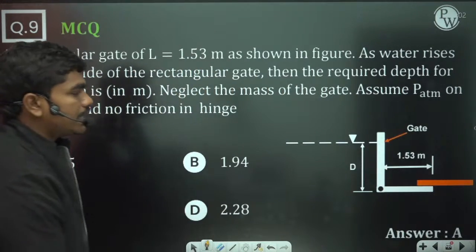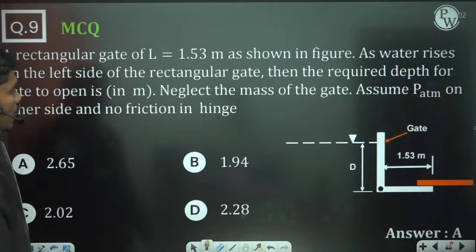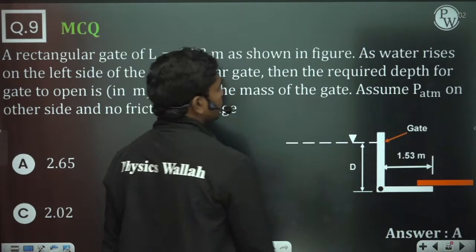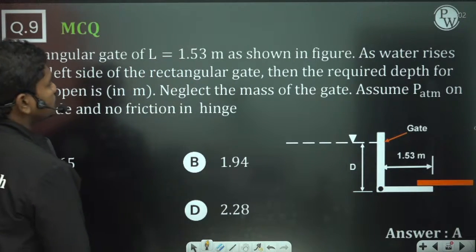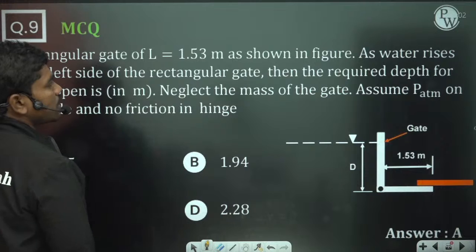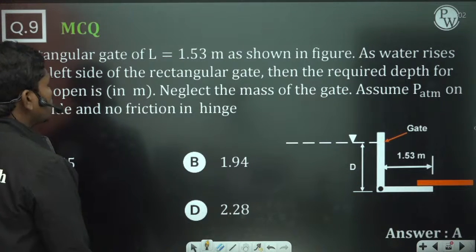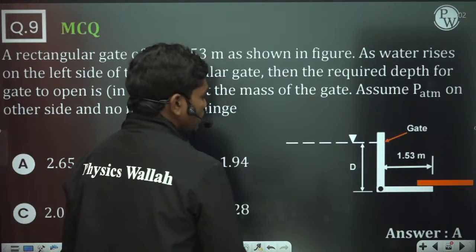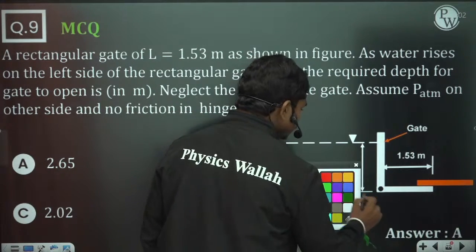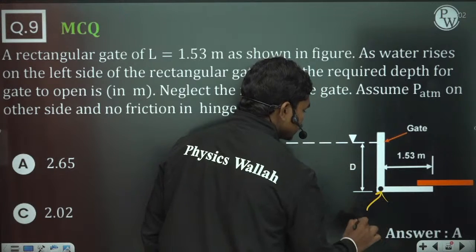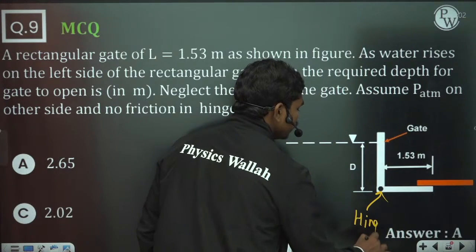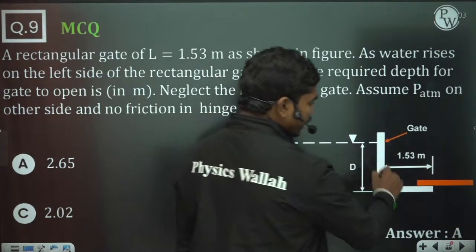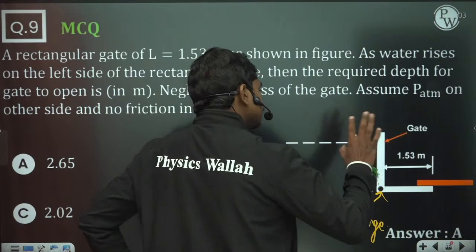So let us suppose this is a gate. There is a gate like this. A rectangular gate of L is equal to 1.53 meters. So this length of the gate is 1.53 meters as shown in the figure. As water rises on the left side of the rectangular gate, the required depth for the gate to open is dash meters. Neglect the mass of the gate, assume atmospheric pressure on both sides and no friction at the hinge. So this is your hinge. They are asking you not to assume any friction at the hinge. Now if you draw the free body diagram of this, first of all let us try to understand the physics that happens.